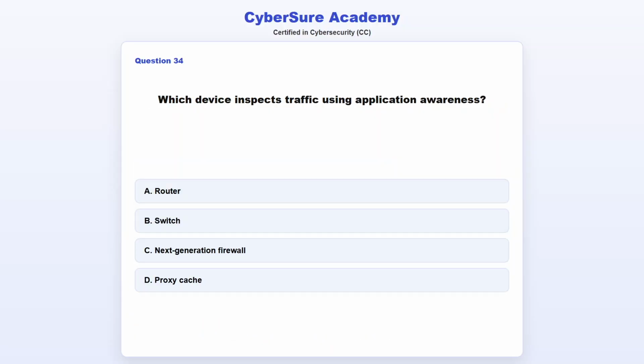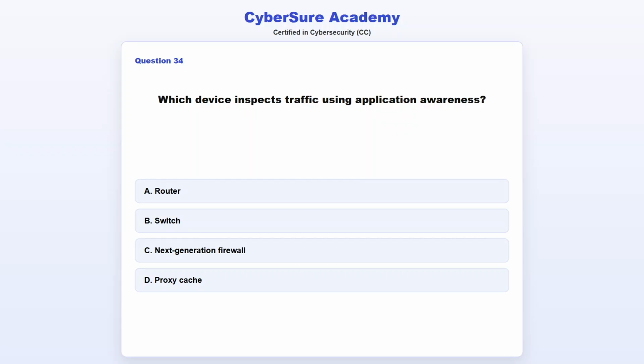Question 34. Which device inspects traffic using application awareness? A. Router. B. Switch. C. Next generation firewall. D. Proxy cache.